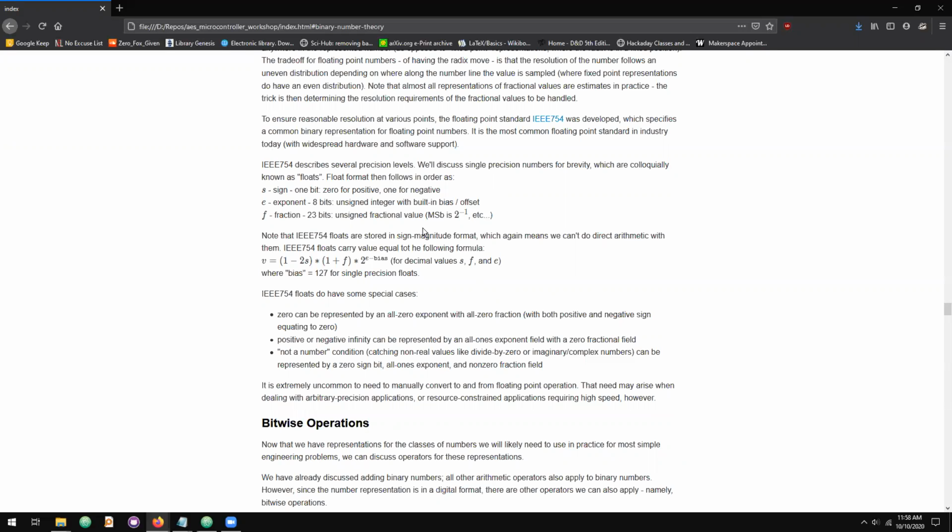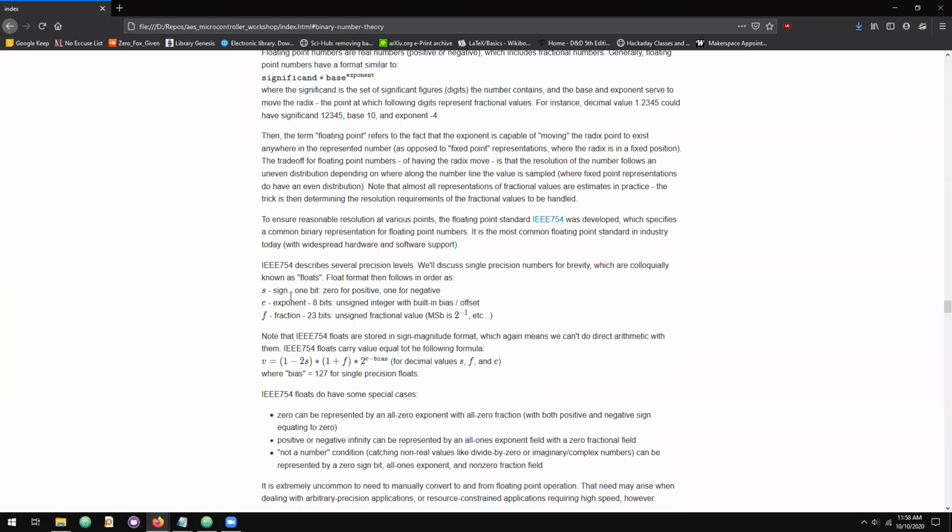Yeah, the reason I showed you guys this one is just so that you can understand that there is a standard and there is a way of representing fractional values.